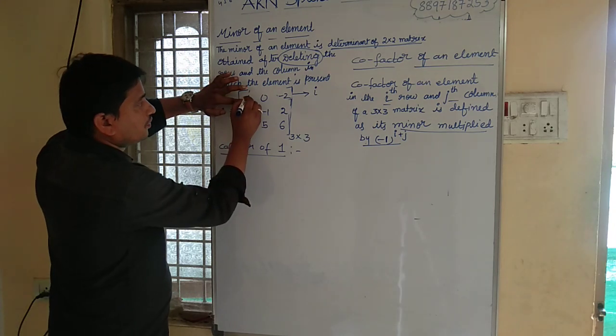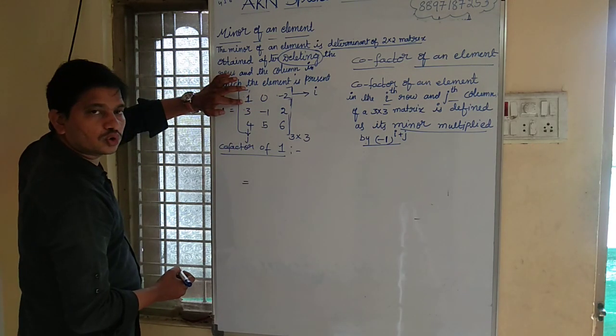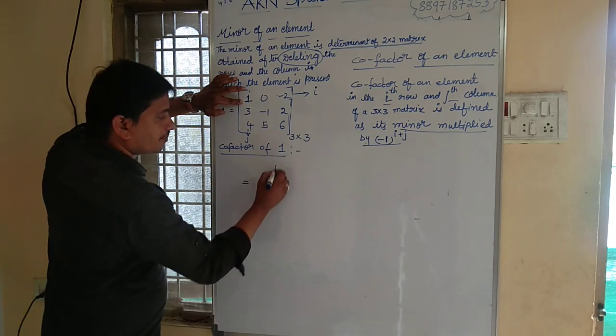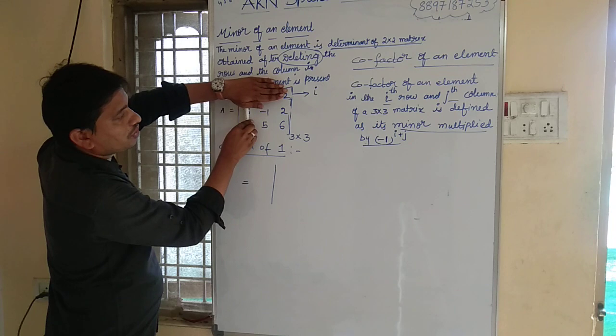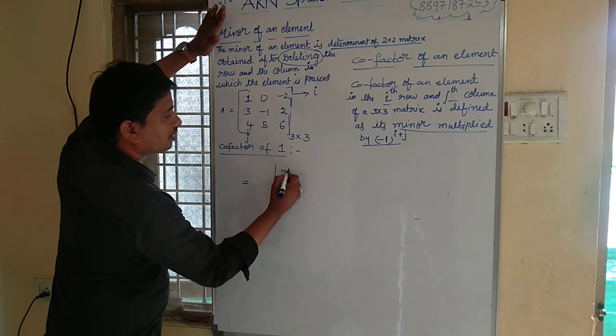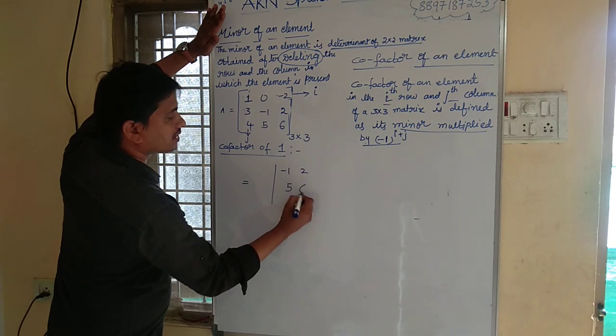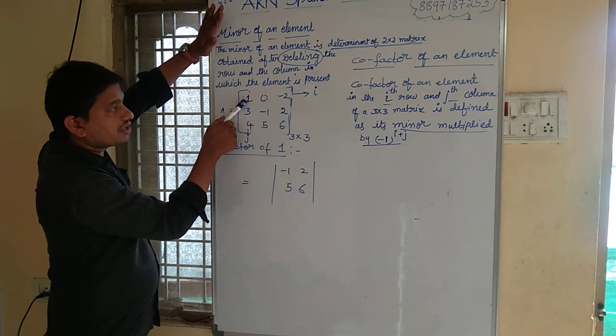If you want to find the cofactor of 1, first the minor. What is the minor of 1? That particular row and column you remove, whose minor is [-1, 2; 5, 6]. Yes or no children? This is the minor. What is the minor of element 1?